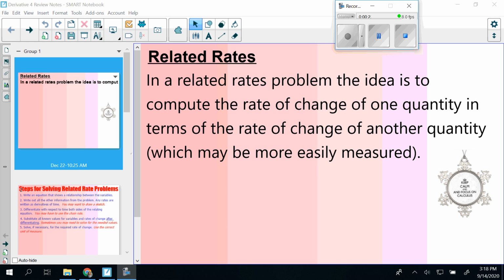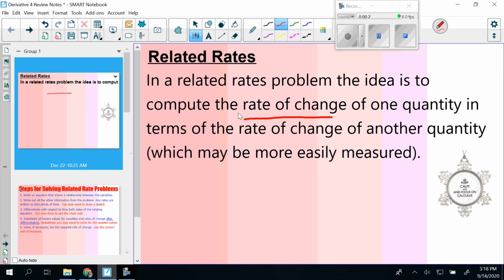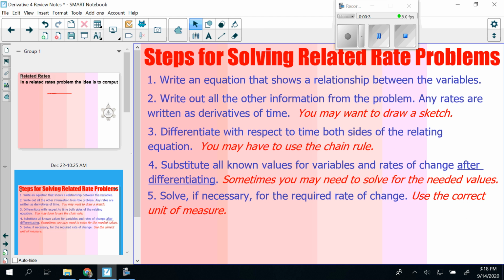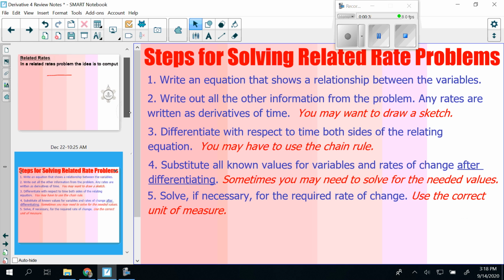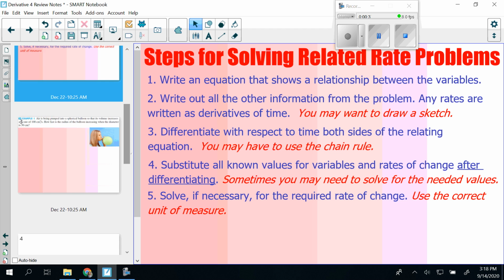And since we're dealing with rates of change, probably some derivatives are going to be involved. There are some steps that we use to do this. We'll work through those steps as we try one of these related rate problems.